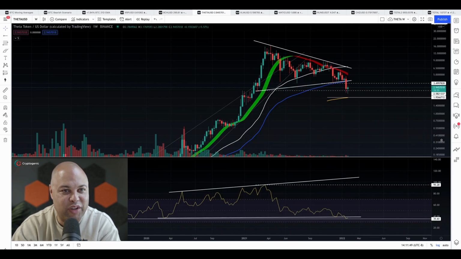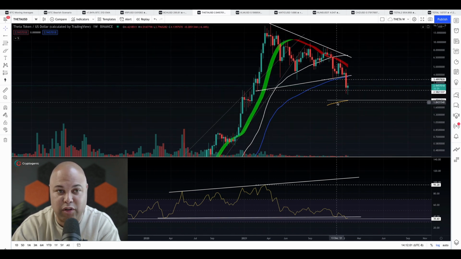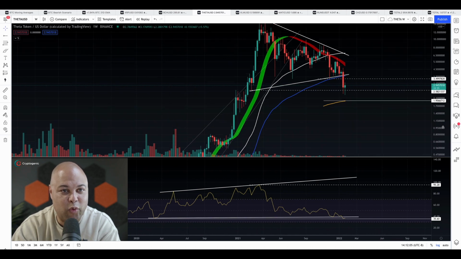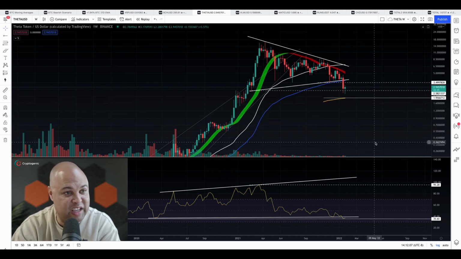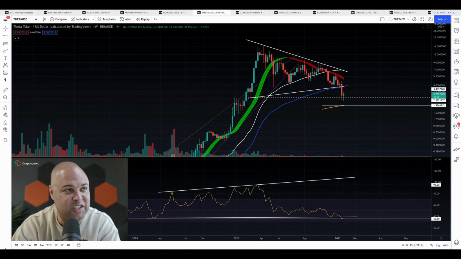Looking at THETA token, it's broken down bearish out of this bull pennant, which is very interesting. We do have a 200-week EMA here, and that means that the line of support is at $1.95 for THETA token. Not guaranteeing that we're going down to these lines. I'm simply projecting that these are the bottoms as I can see.